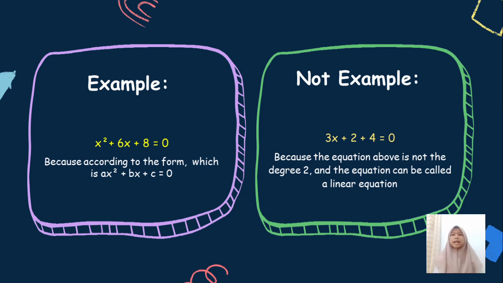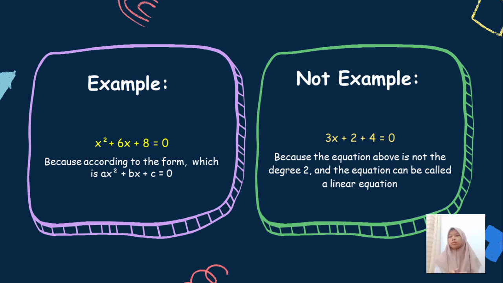Next, let's see the example and non-example for quadratic equations. Example: x squared plus 6x plus 8 equals 0. Why is this an example for quadratic equations? Because the degree of the variable is 2. So, according to the form ax squared plus bx plus c, a is 1, b is 6, and c is 8. So, what is not an example for quadratic equations?